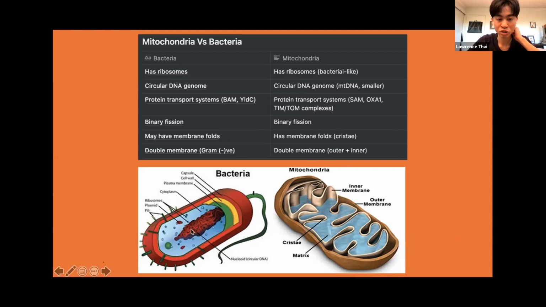Double membrane. So mitochondria have an outer one and an inner one, whereas for bacteria, only gram negatives do. I'm not sure if you've learned about gram negatives before, but it's a category of bacteria. They have two membranes, and they also have a little thin cell wall in between. Whereas on the other side are gram positives, and those only have a single membrane, but they have a really thick cell wall layer.